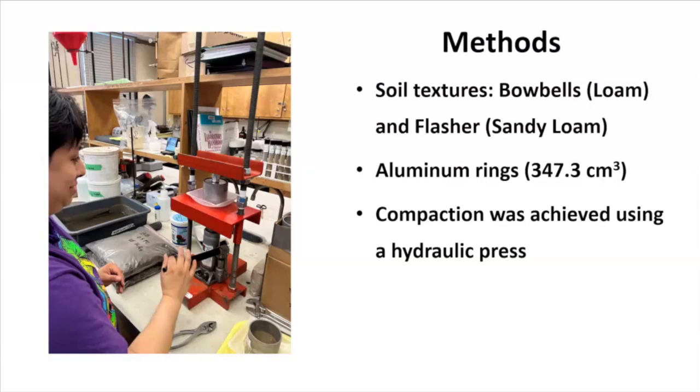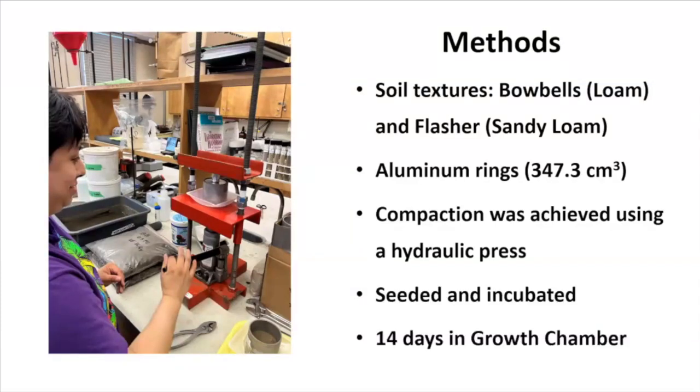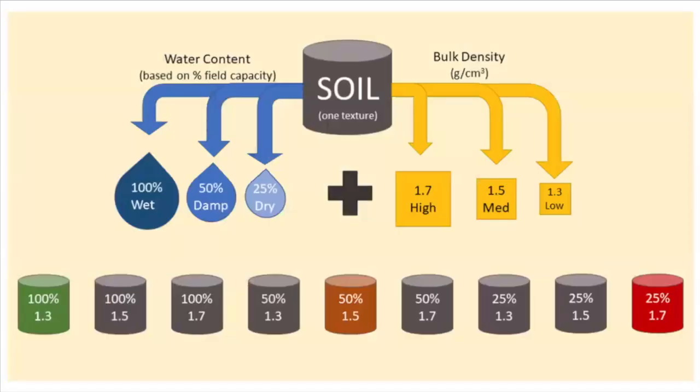We added different amounts of soil in order to achieve different bulk densities as well. They were seeded and incubated, and then they spent 14 days in a growth chamber. Each one of those soils, for one soil texture, we had 3 different levels of water content based on our percentages of field capacity. And we had 3 different bulk densities.